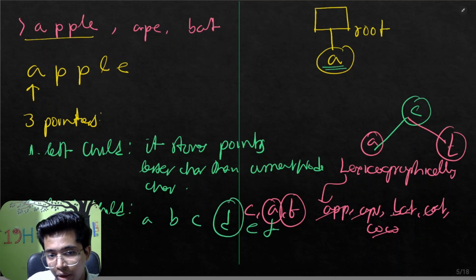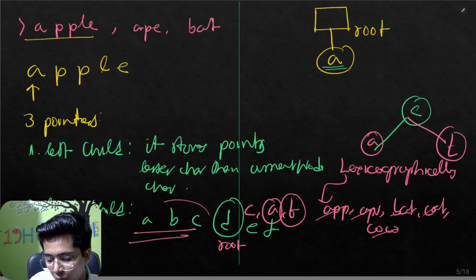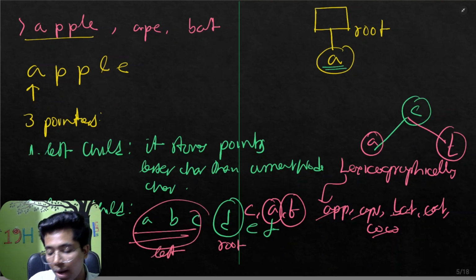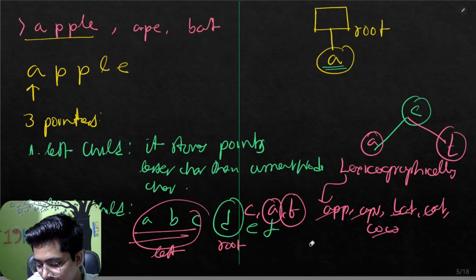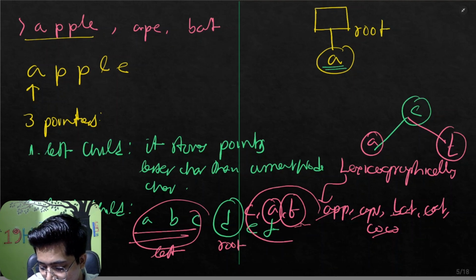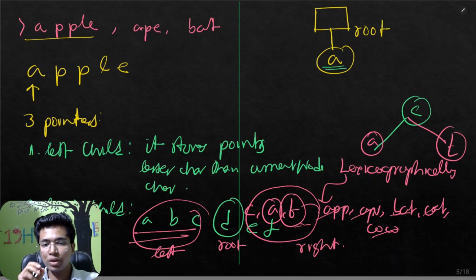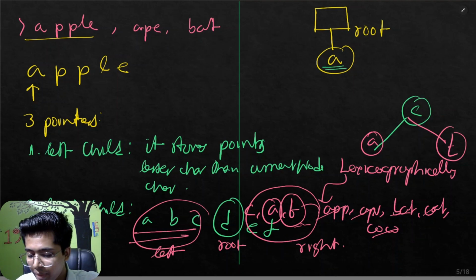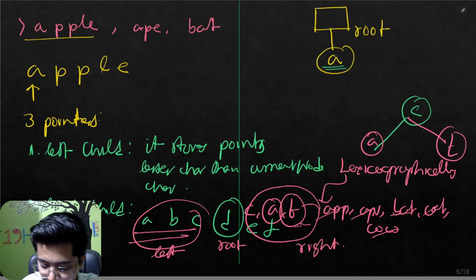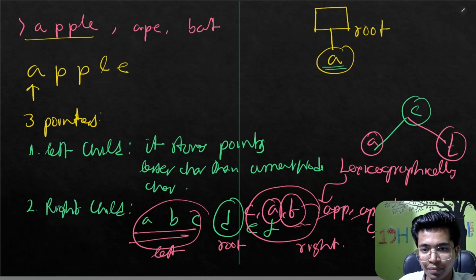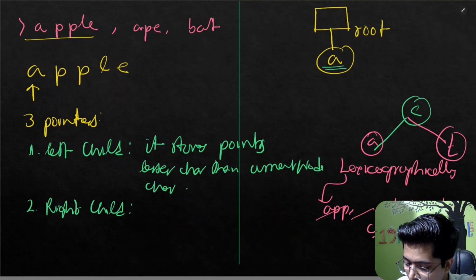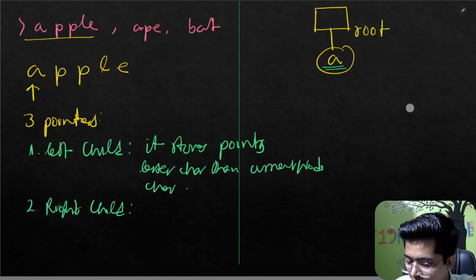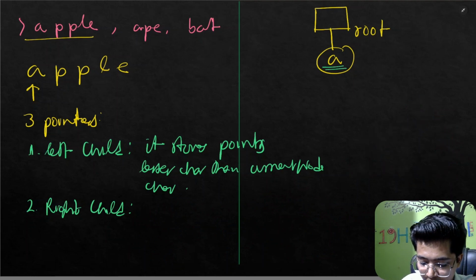So if this is our root node, all those characters which are lesser will come to the left side, and all those characters which are greater will come to the right side. So this is the lexicographical meaning. I made you understand. So let's come back to the insertion. Left child and right child.